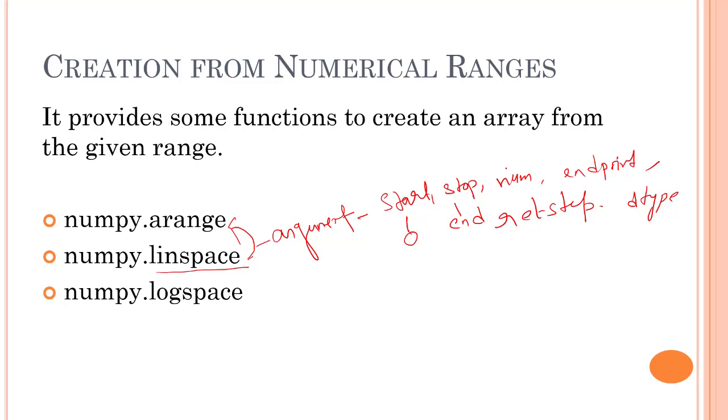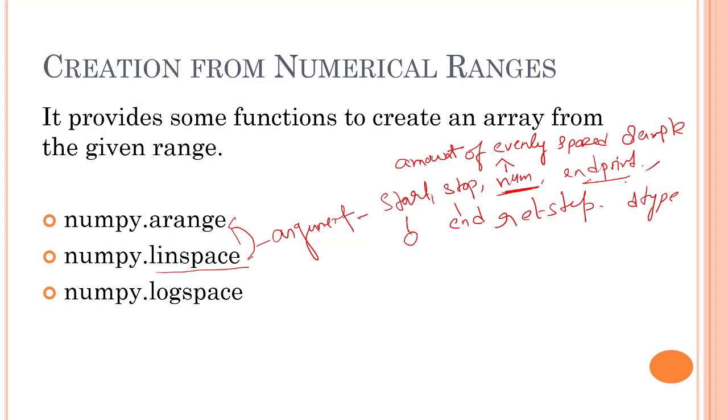Whenever you use num, it basically indicates the amount of evenly spaced samples. Then move to endpoint, which takes true or false values, wherever you want to indicate the stopping value.